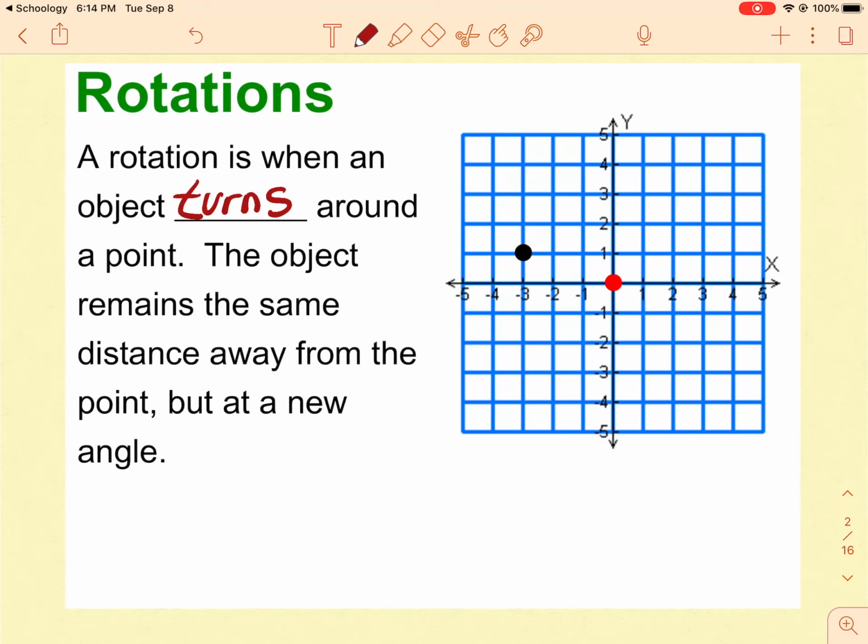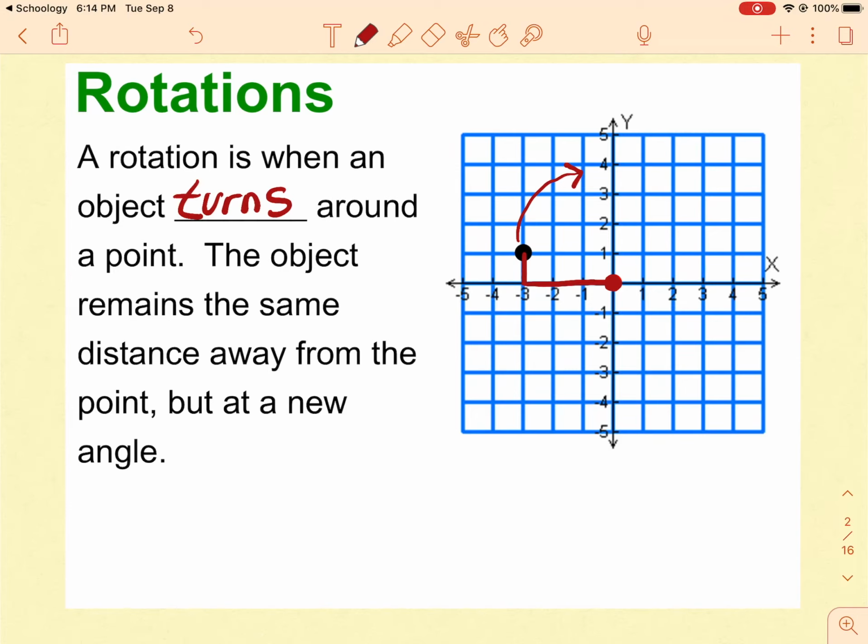The object remains the same distance away from that point, but at a new angle. So our black point here, if it gets rotated, say 90 degrees clockwise, it's saying it's turning 90 degrees in that direction. And about the origin is kind of the point where it's turning from. So what you can actually do is make a vertical and a horizontal line connecting the points. So if I draw a vertical line there, horizontal line there, I could have gone horizontal first and then down with the vertical.